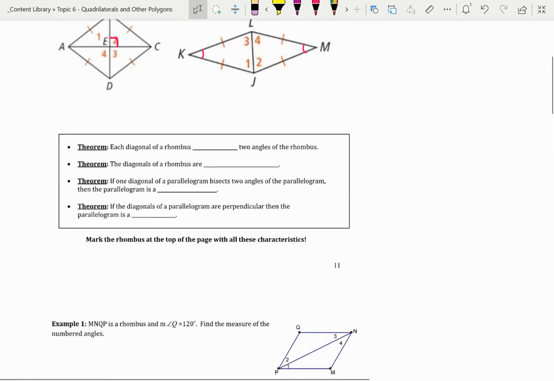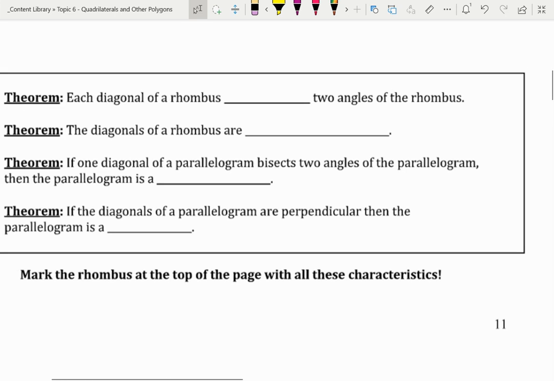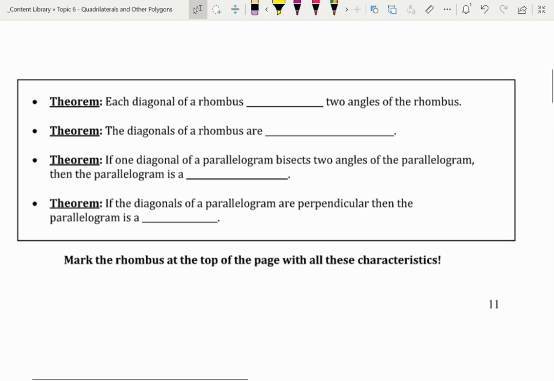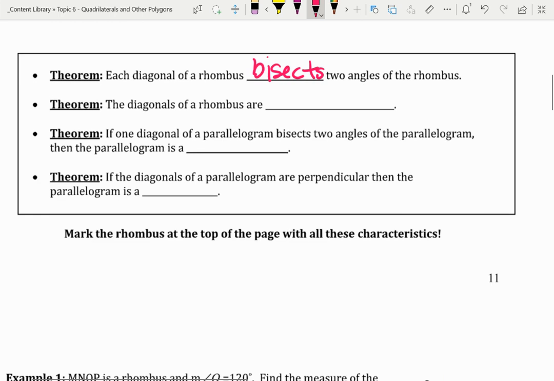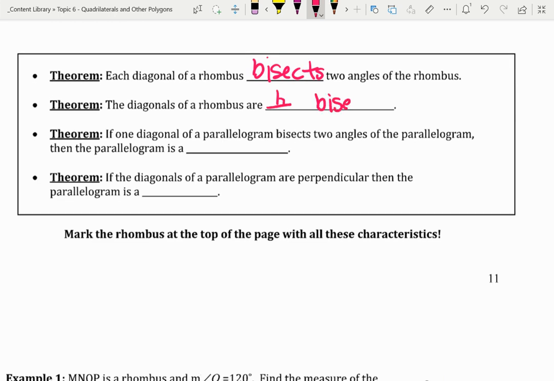All right, let's talk theorems. Go ahead and pause the video for a second so you can write. Well, actually, let's finish this and then you can write them down. Theorem number 1 says each diagonal of a rhombus bisects 2 angles of the rhombus. Okay, those are the opposite angles. The next one says the diagonals of a rhombus are perpendicular bisectors.